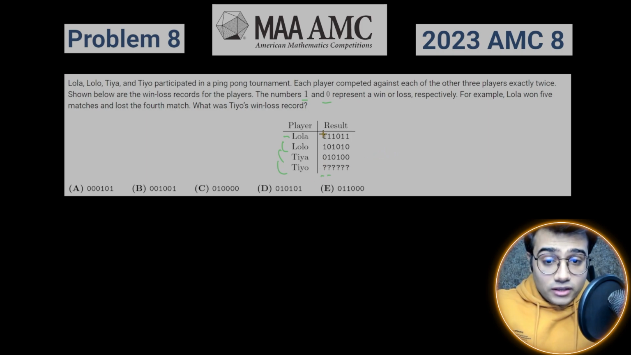That means every column here should have 2 1s and 2 0s, because if you have 2 games, there are going to be 2 winners and 2 losers. And using that, we can easily figure out what all of these question marks are going to be. So let's see. We have 1 1 0, so this is going to be 0. We have 1 0 1, again 2 1s, so this is going to be 0 again. We have 2 1s, again 0. We have 2 0s, so this is going to be 1. We have 2 1s, so this is going to be 0. And we have 2 0s, so this is going to be 1. So 0 0 0 1 0 1, that is going to be answer choice A.